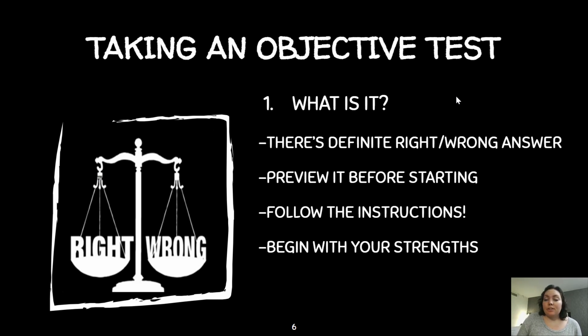And begin with your strengths. Do the things that you know you are good at. So if you know that you're good at true or false because there's a 50-50 chance that you can get it right, then start with that. Again, if the test allows you, I know that there are some online tests that you will take where that's just not possible for you to begin wherever you want. You have to go in the order that the instructor wants you to. So it really depends on the type of test that you're taking and how the instructor has set it up for you.